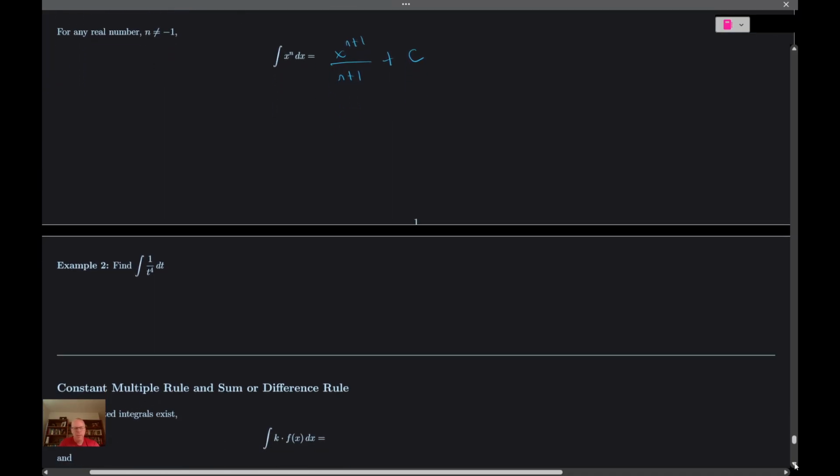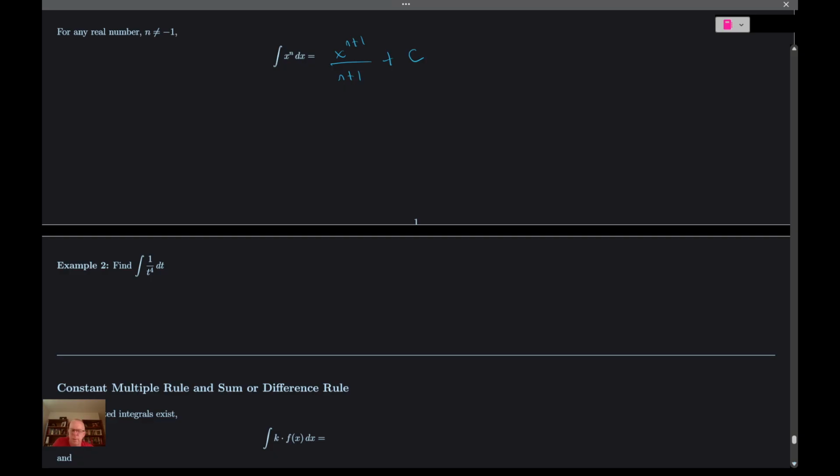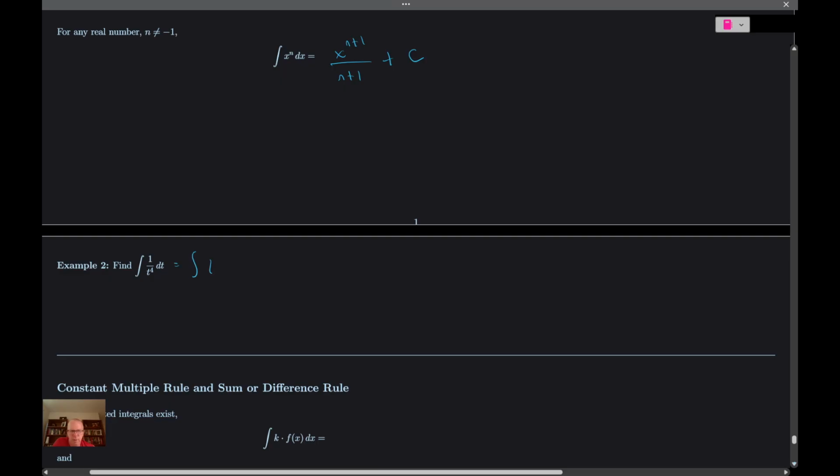So let's integrate 1 over t to the fourth dt. Now, if you were taking the derivative, probably you'd write this with the t in the numerator, and we're going to do the same thing because it's just easier to see what we need to do. So let's write this as t to the negative fourth dt. Again, the dt isn't really doing much as far as how we need to integrate this function. It just tells us that we are integrating. So the dt goes with the integral sign.